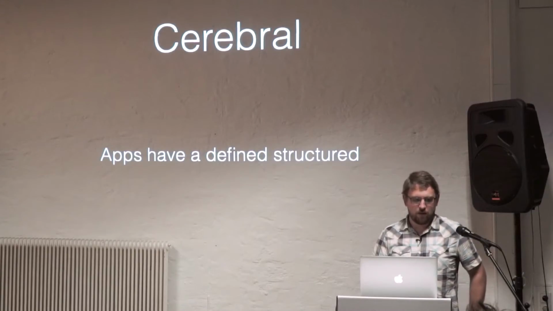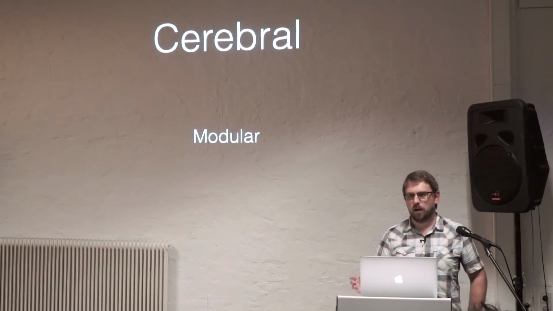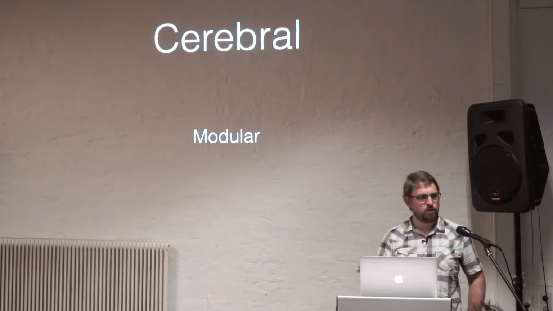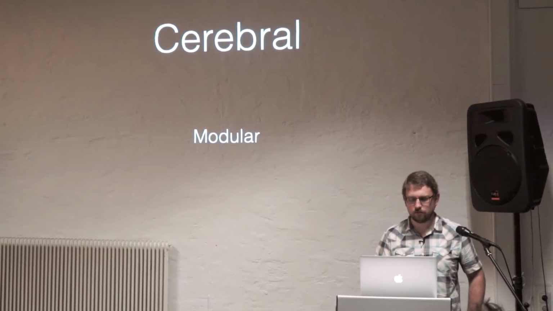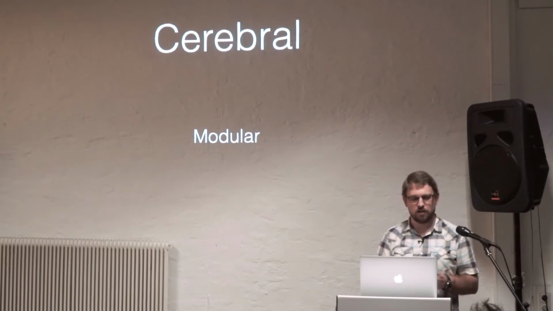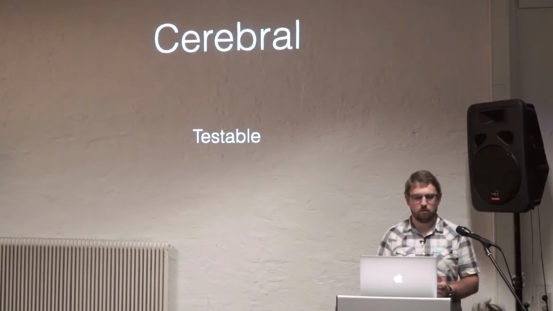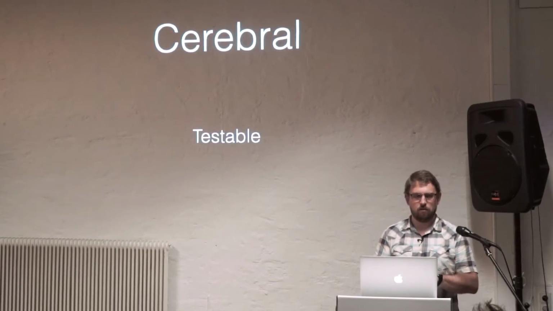Okay, so Cerebral apps have a pretty well-defined structure. They also support modules. You can import modules from NPM, and there are a bunch of pre-made modules supported by the core team, and also some third-party modules which you can bring in, or you can even publish your own. Also, you can use these modules to test parts of your application in isolation. It makes Cerebral very testable.